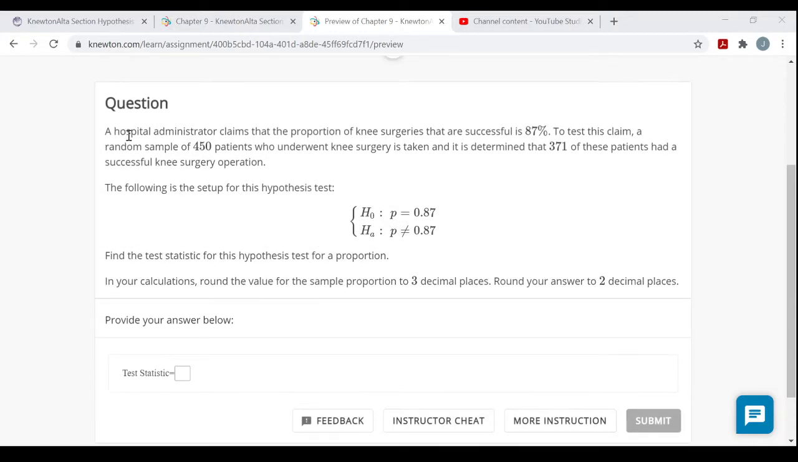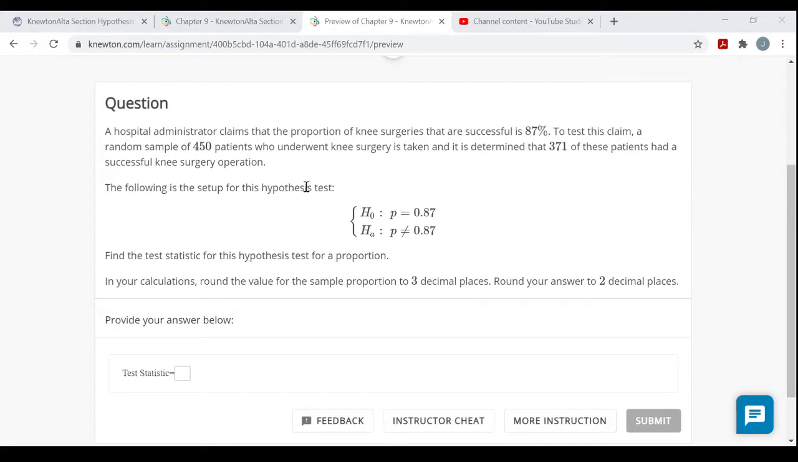Here a hospital administrator claims that the proportion of knee surgeries that are successful is 87%. To test this claim, a random sample of 450 patients who underwent knee surgery is taken, and it is determined that 371 of these patients had a successful knee surgery operation.